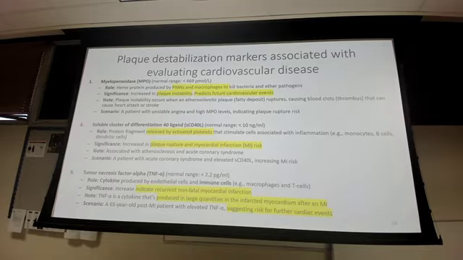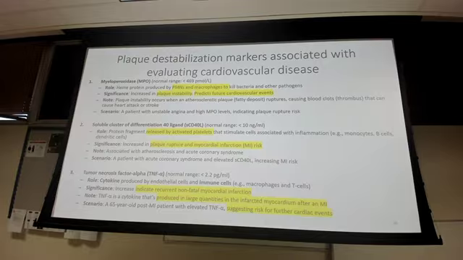MPO, this produces those PMNs. Do y'all remember what PMN stood for? Neutrophils and macrophages, all right? This increases plaque instability and predicts the future of cardiovascular events, right?